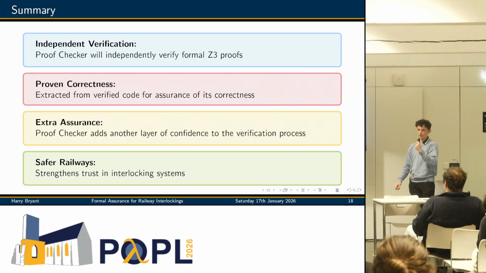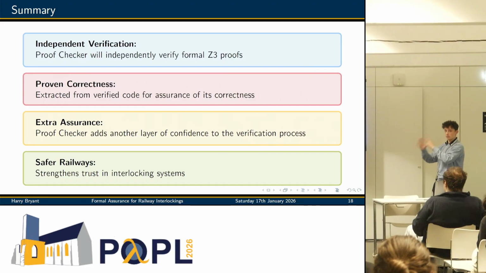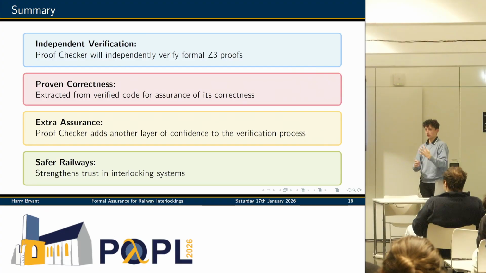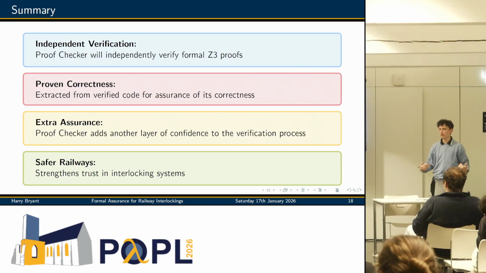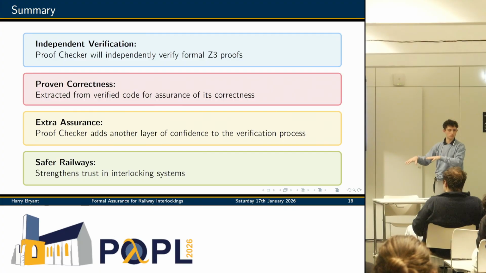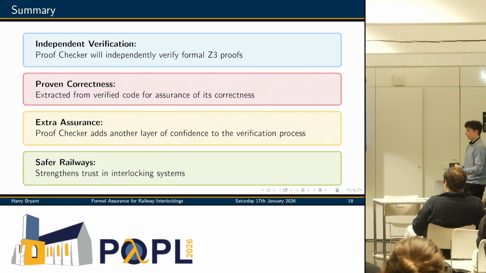Okay, to summarize, what we're doing is we have some independent verification for Z3, such that when we apply our verification tool to the railway, we can confirm that it's actually doing what it says it's going to do. And in terms of keeping the correctness, we're using Rocq, because otherwise, if I just wrote it myself, there's a very high chance that there would be some errors. This way, at least we have some formal correctness alongside it, which, as I say, adds another level of confidence to the verification process and hopefully does make the railways safer, which I'm sure everybody would quite like.